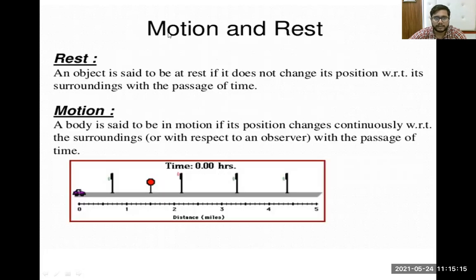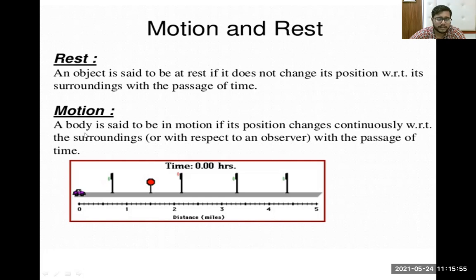Now, the very first thing in this kinematics part, we have to understand what is motion and what is rest. So very easy. What is rest? An object is said to be at rest if it does not change its position with respect to its surrounding with the passage of time. So if a body does not change its position with respect to what? With respect to the surrounding. If it is not changing its position, you can say the body is at rest.